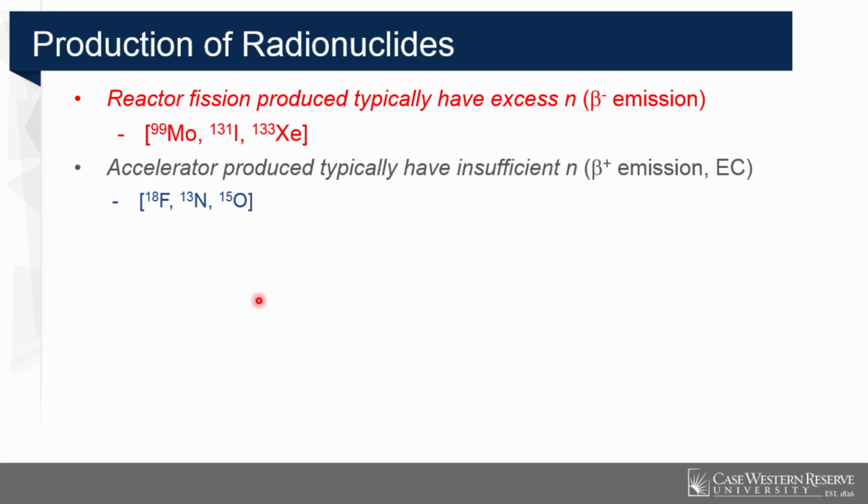So where are these radionuclides coming from? Well, we can group them into two groups. One is coming from the nuclear reactor, such as molybdenum-99, iodine-131, commonly used. The other category is coming out of the accelerator, such as the cyclotron. We will talk about both of these.